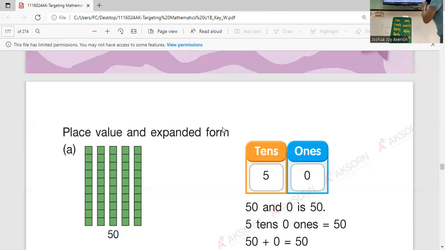Okay. So now we're going to write 50 in our place value chart. What is the value of 0? Ones or tens? Ones. How about 5? What is the value of 5? Ones or tens? Tens. So now we have 50 and 0 is equal to how many? 50. So now how are we going to expand 50? We have 50 plus 0 equals 50. Did you understand? Yes. Okay, so now let's answer your do and learn.